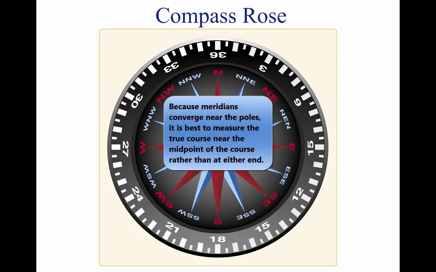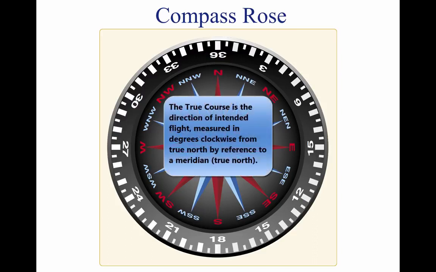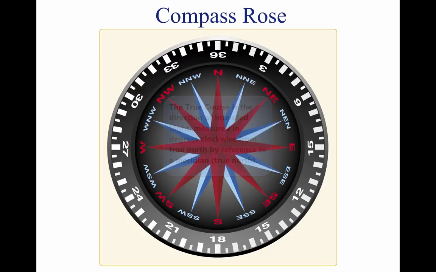Because meridians converge toward the poles, course measurement should be taken at a meridian near the midpoint of the course rather than at the point of departure. The course measured on the chart is known as the true course. This is the direction measured by reference to a meridian or true north. It is the direction of intended flight as measured in degrees clockwise from true north.